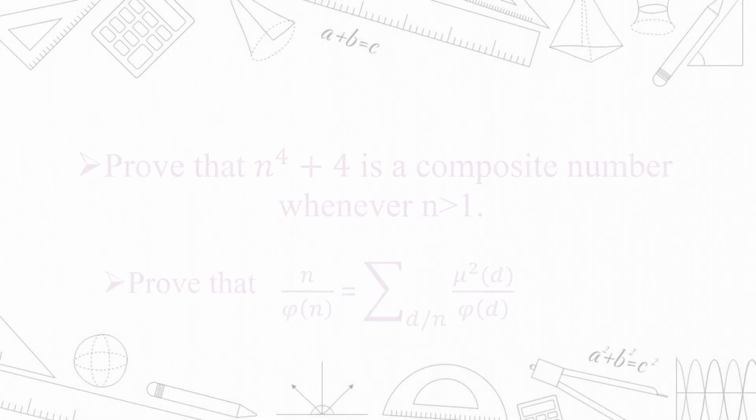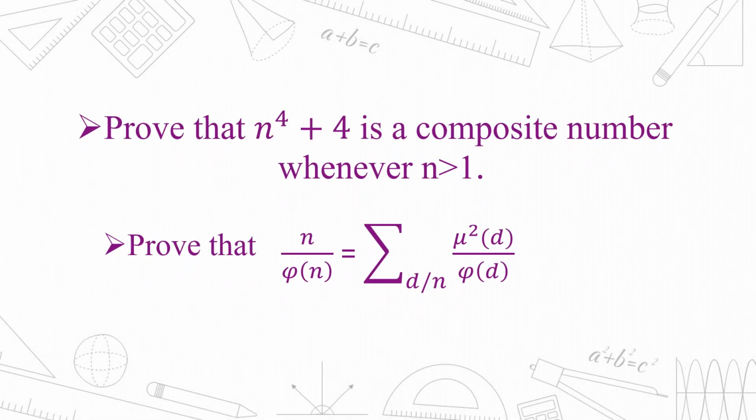Sairam, in this video, we are going to see how to prove n to the power 4 plus 4 is a composite number whenever n is greater than 1, and also n by phi of n is equal to summation over d divides n of mu square d divided by phi of d.